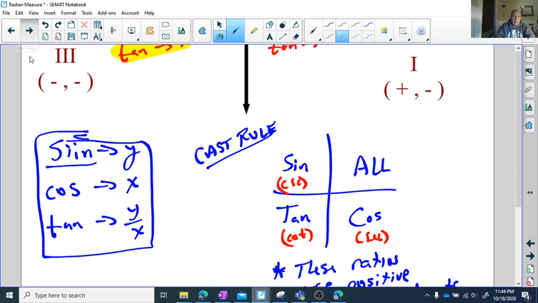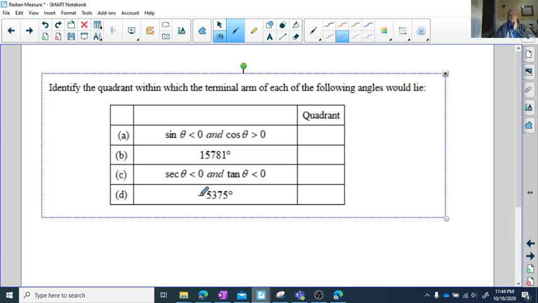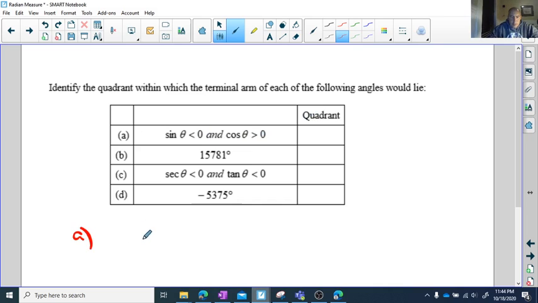All right, so let's see if that makes any sense to us. Here's an example of a question that wants us to find what quadrant the angle is in that we're talking about. So if I had A, it says sine of theta is less than 0. That means sine is negative. Sine, this is how I would do it, sine goes with y. Well, y is only negative down here and here. These are negative y coordinates if you plot your points. Cosine goes with x. So this is saying that cosine, which is x, is bigger than 0.